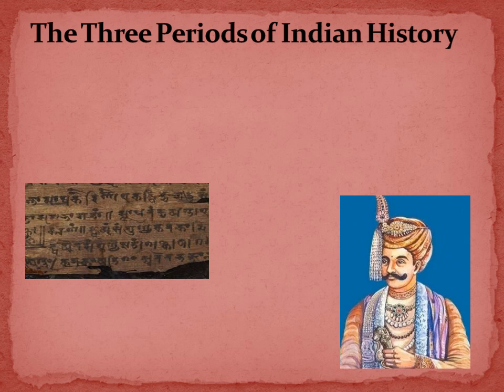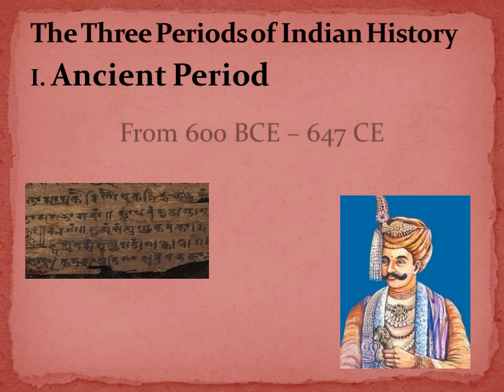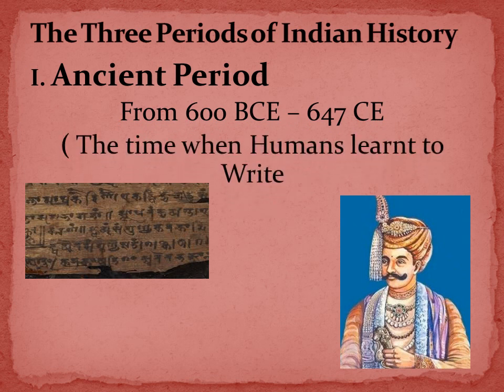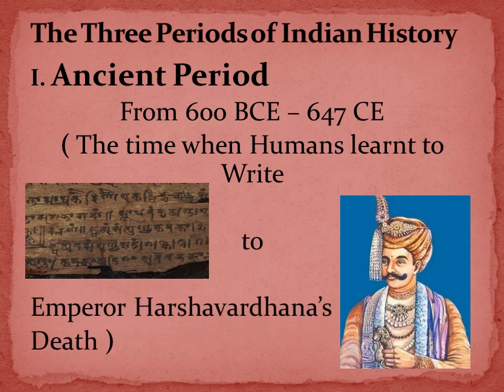In class 6, you learnt of the first period, that is the ancient period of Indian human history from 600 BCE to 647 CE. Children, BCE means before Common Era, period before the birth of Jesus Christ. CE means Common Era, period after the death of Jesus Christ. Ancient period starts from the time when humans learned to write to Emperor Harshvardhana's death.